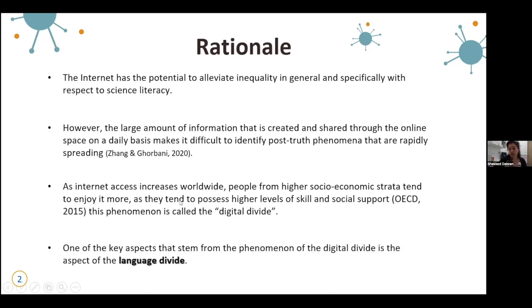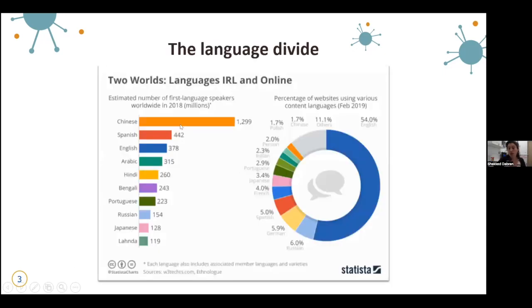One of the key aspects that stem from the phenomenon of the digital divide is the aspect of the language divide. Very shortly, we can see here 2 charts. We can see on the left the most spoken languages of the world, where English is only 3rd. On the other side, we can see the content online in different languages. As I said, English is only the 3rd most spoken language in the world, but 54% of all the content online is in English. For example, the second number is 6% in Russian.